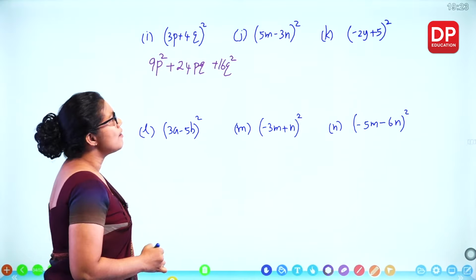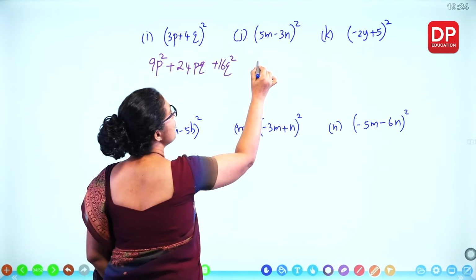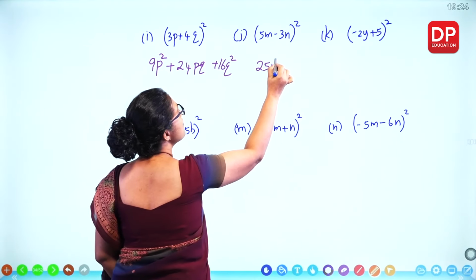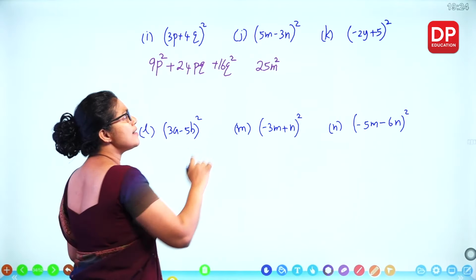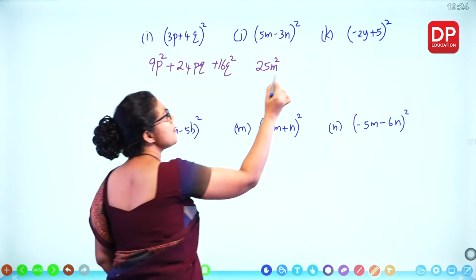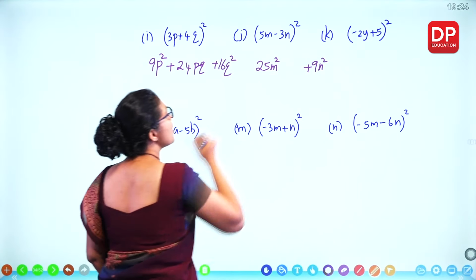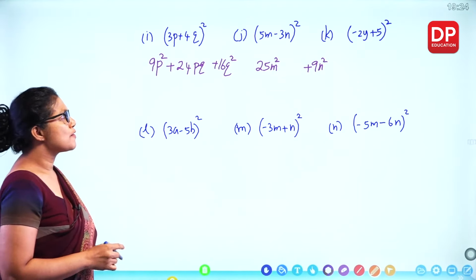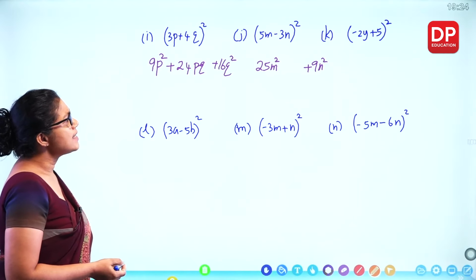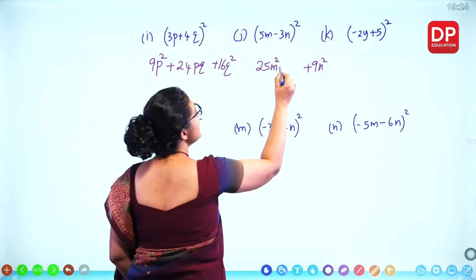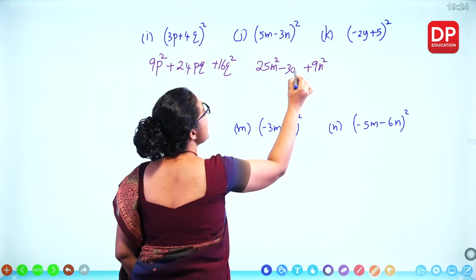In this one, 5m squared. 5m squared is 25m squared. 3n squared, this minus 3n times minus 3n becomes plus 9n squared. So what's the middle number? 2 times 5, 10. 10 times 3, minus 30mn.